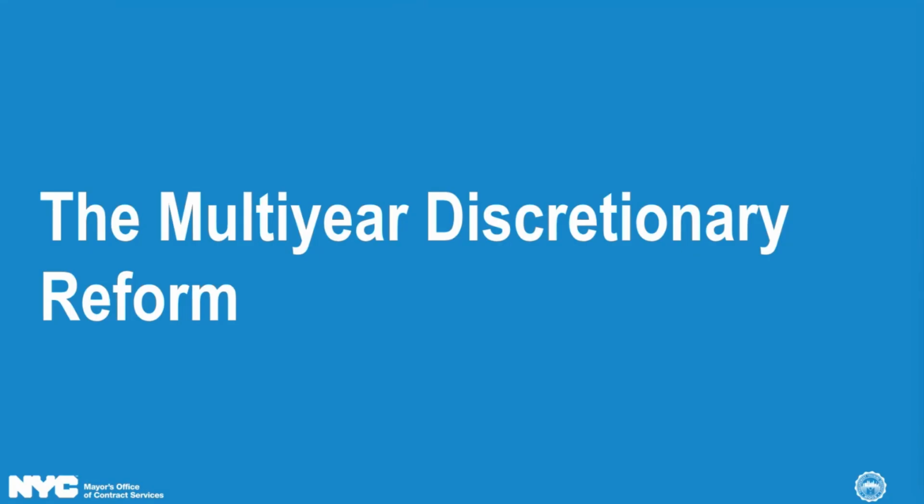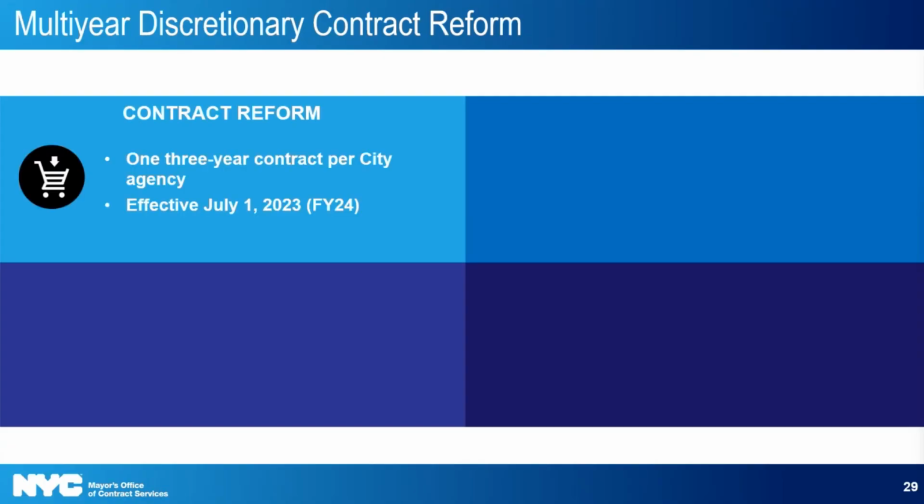Great. Now we move on to a more recent change, the multi-year discretionary reform and its effect on contracting. As you are all aware, the multi-year discretionary reform took effect in July of 2023. This reform impacts all discretionary award contracts as of fiscal year 24 and allows providers to enter one contract per human service agency for a contract term of 3 years.